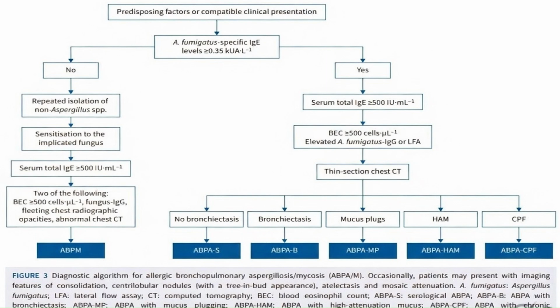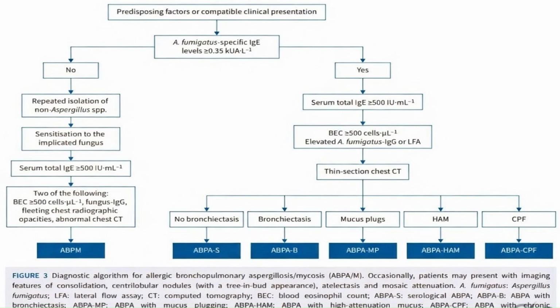Based on CT findings, ABPA can be classified into different phenotypes. If bronchiectasis is absent, the condition is classified as serological ABPA or ABPA-S. If bronchiectasis is present, ABPA-B. If mucus plugging is identified, ABPA-MP. And when high attenuation mucus is present, ABPA-HAM.